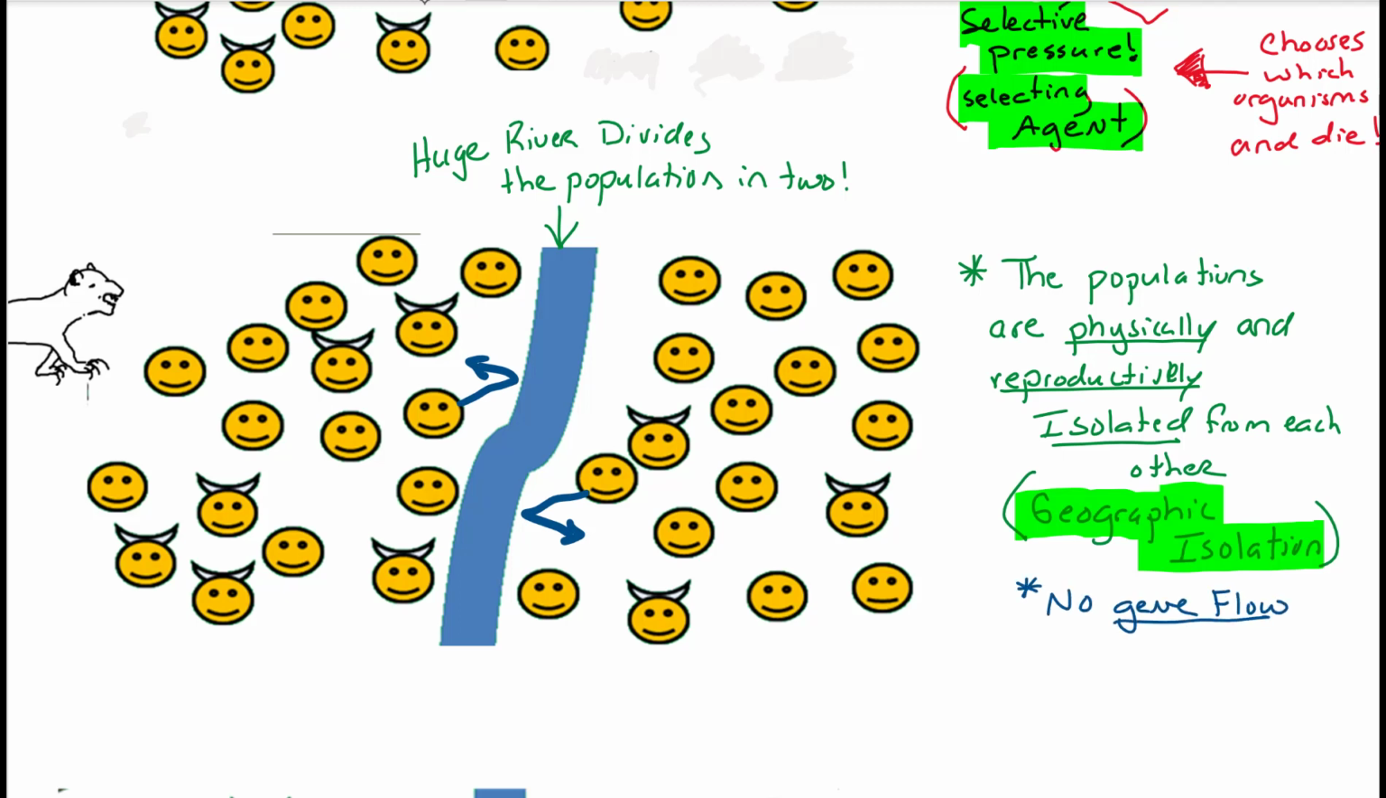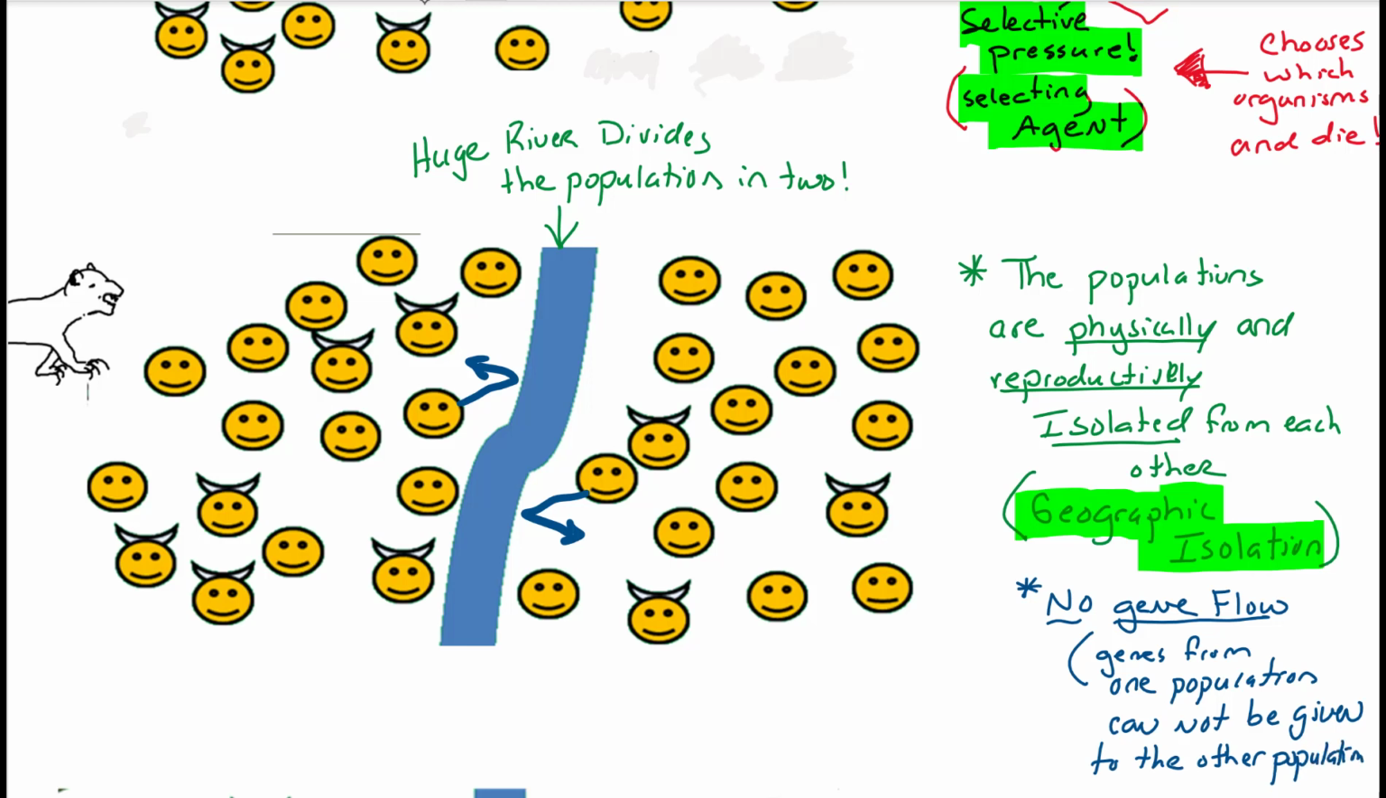Gene flow just refers to, let's say, bulls on the left getting to the bulls on the right. That's gene flow from the population on the left to the population on the right. There is no gene flow occurring. Geographic isolation, which also means they're reproductively isolated.